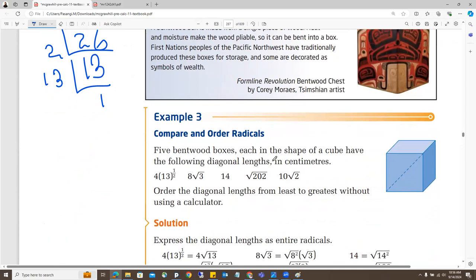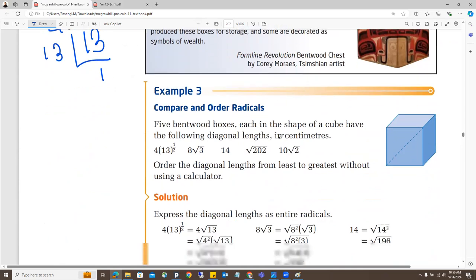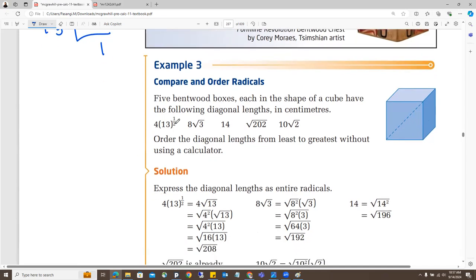Okay. Then example 3, compare and order radicals. How are we going to compare and order the radicals? What do you think? What does it mean, order, like biggest, smallest? Yes, order means it should be either smallest to largest or largest to smallest, for everything entire. So what we normally do is make all of these into entire radicals, and then we compare.